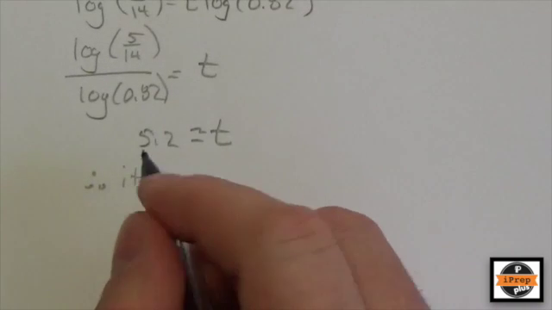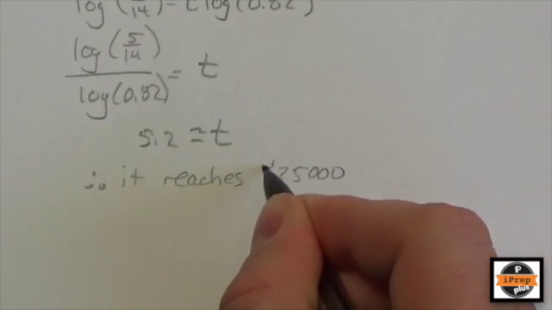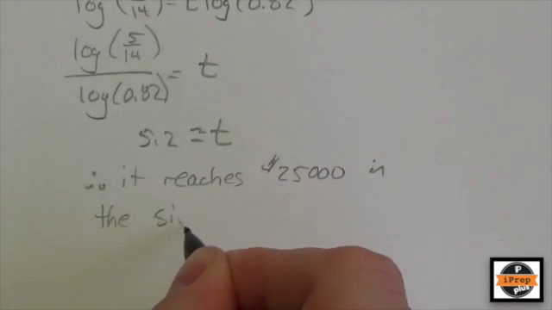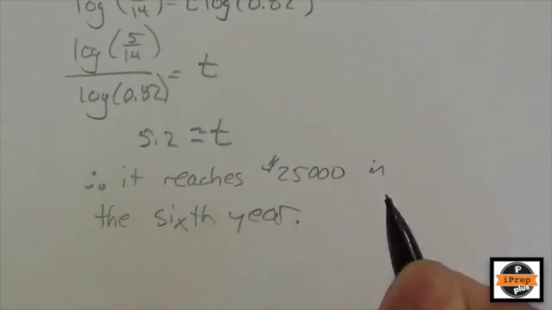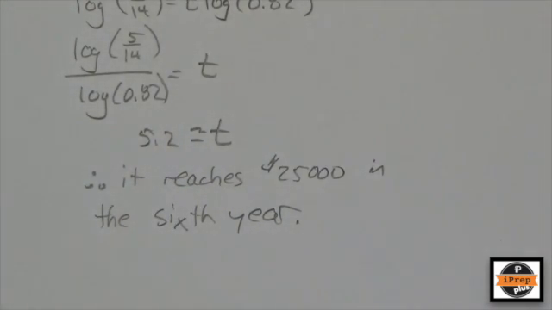It might make sense to say it like this: it reaches 25,000 in the 6th year. Just to explain that, the answer that I found for t was 5.2. What that means is 5 complete years have passed and we are 0.2 of the way into the next year, but that is the 6th year. Whether you're 0.1 of the way into it or 0.9 of the way into it, you are in the 6th year of the ownership of this vehicle, or in the life of this vehicle. So that's probably the best way to answer that one.